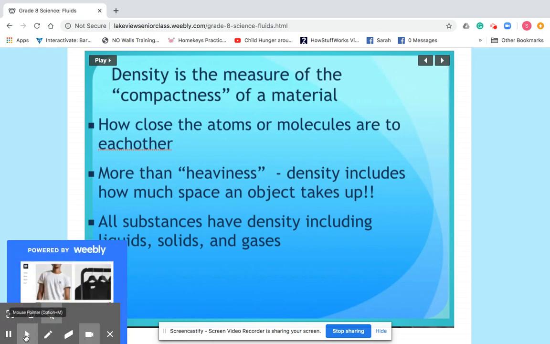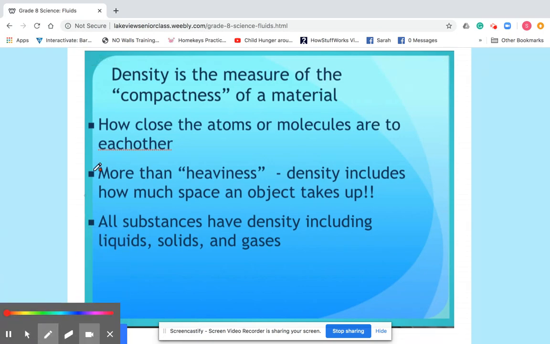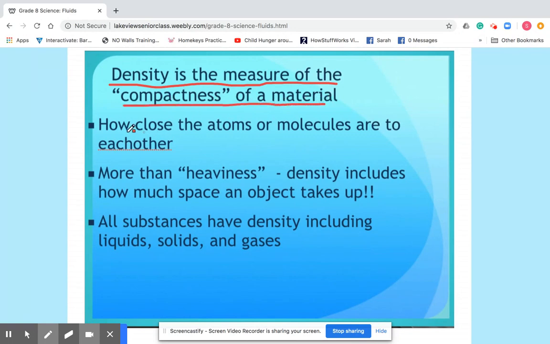So I'd just like you to write that down here. So I'm just going to underline what I'd like you to write down. So in your notes, under your heading, you can write down that density is the measure of the compactness of a material. And basically that just means how close the atoms or molecules are to one another. So more than heaviness, density includes how much space an object takes up, or basically its volume. Okay, so this is something's volume, the space that it takes up.